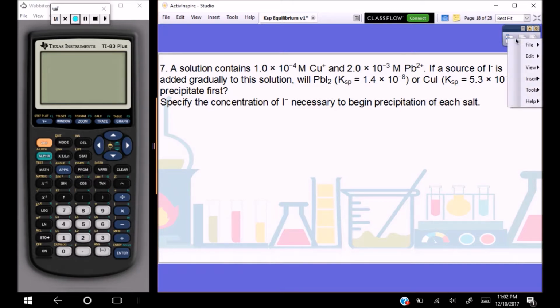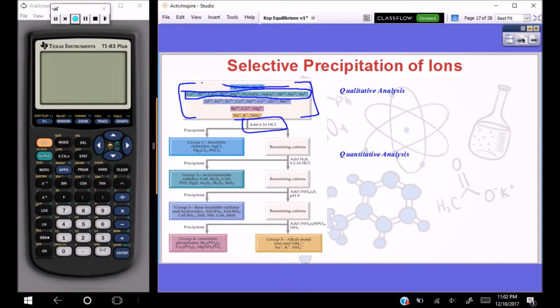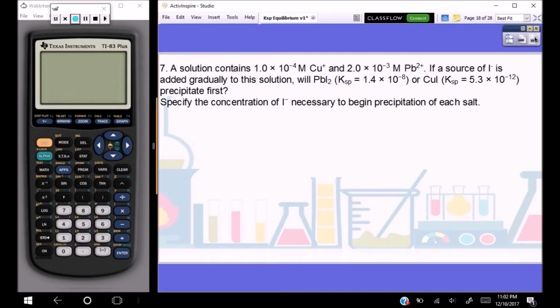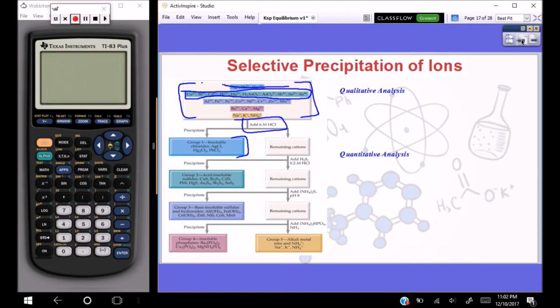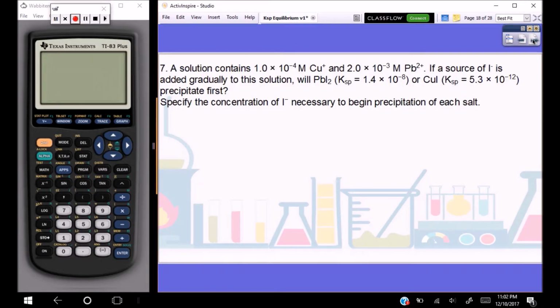So essentially, if we go back, in this one, I guess we're looking kind of in this region. They say we've got copper and lead. So just like they added HCl in this particular picture with the idea that Cl minus would help pull those things out of solution, in this problem we're adding I minus instead, and that will help us pull these two out of solution. So we want to figure out which one will happen first. Okay.